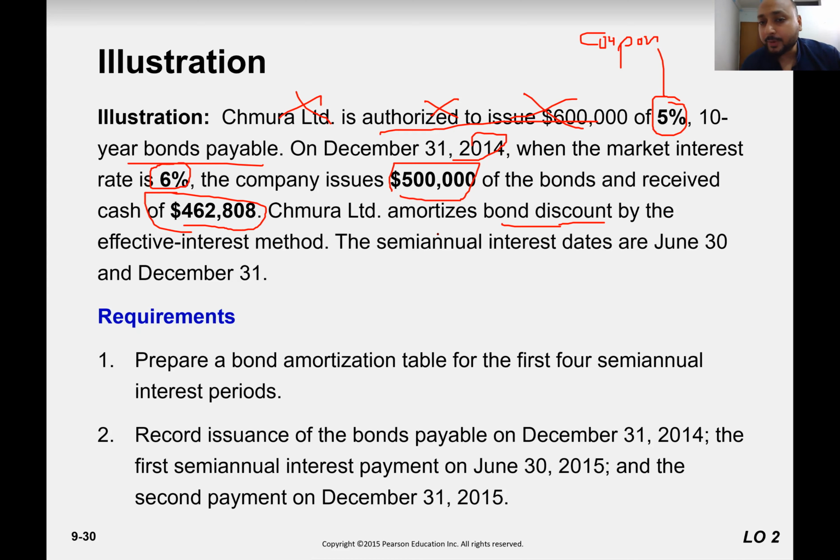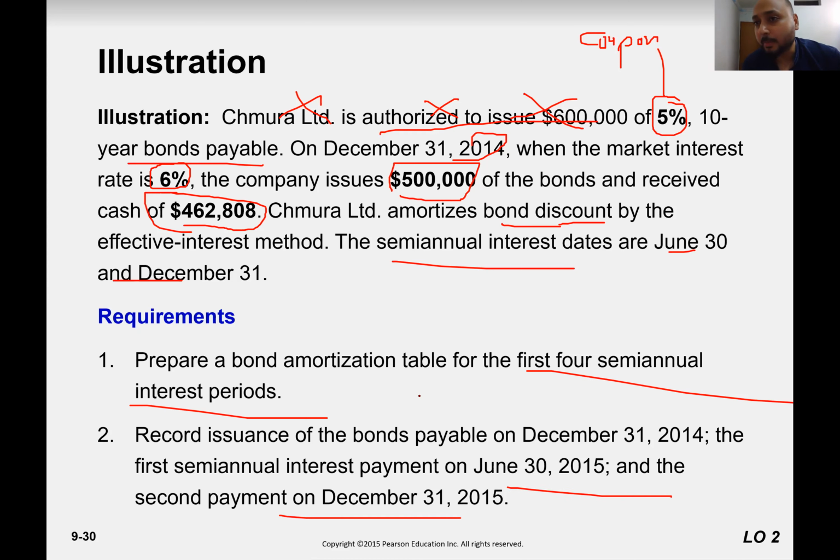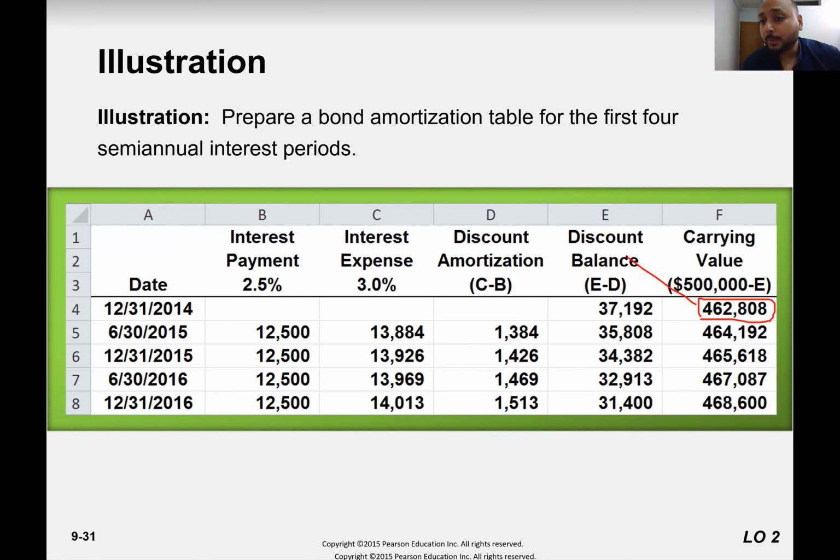And the payment of interest is semi-annual. Dates are given here. So prepare a bond amortization table for the first 4 interest periods. So for 2 years you have to make the interest payments, and for 1 year you have to make the entry. Okay? So first of all, let's make the amortization table. Here we go. So the bond is issued at a discount. This discount is coming from 500,000 minus the carrying value of 462,808. Answer is 37,192. So that is the discount balance.